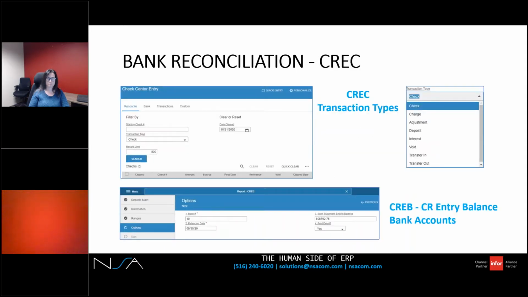The second, and this is just what the screens look like. The check entry center, CREC, has these different transaction types. If you want to do a full bank reconciliation, or you can just clear your bank accounts, you can clear your checks. Here you'll see quick clear. You can get a list of checks. You can clear your checks in ranges, and again, that's so you can run a clean CRRC check register of checks that are still pending bank as part of your bank reconciliation.